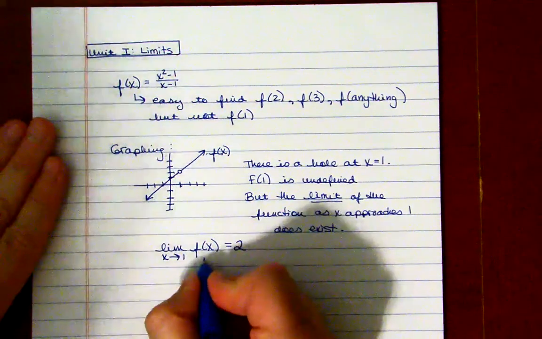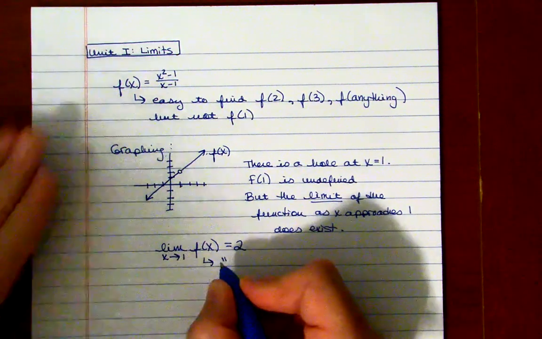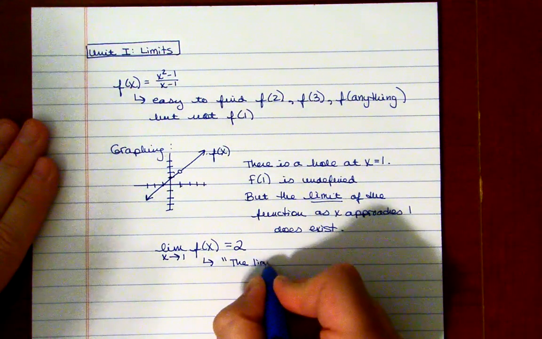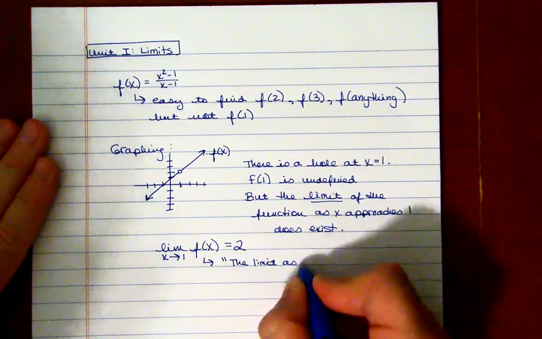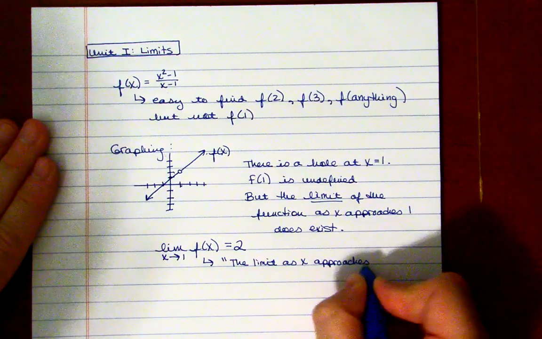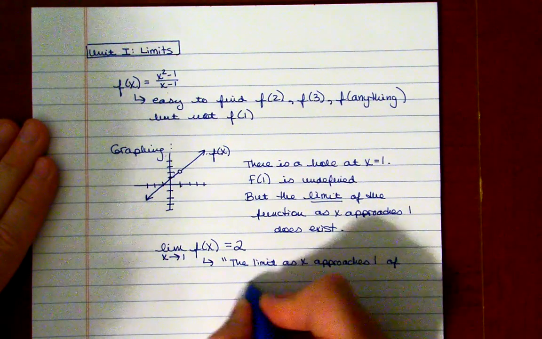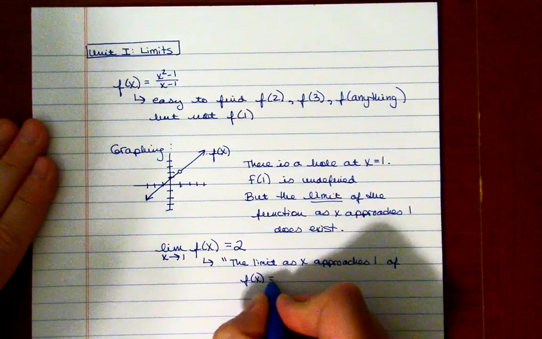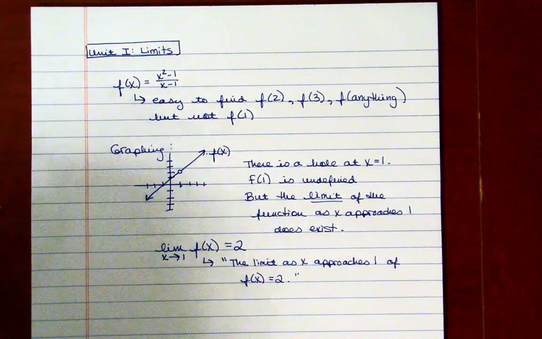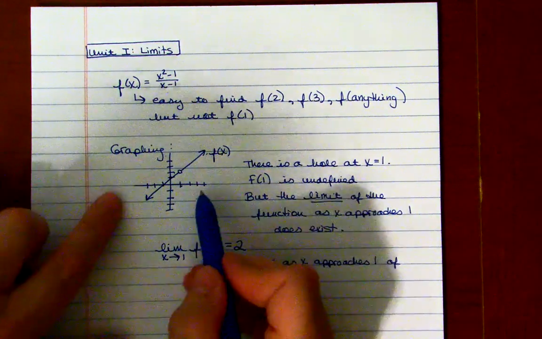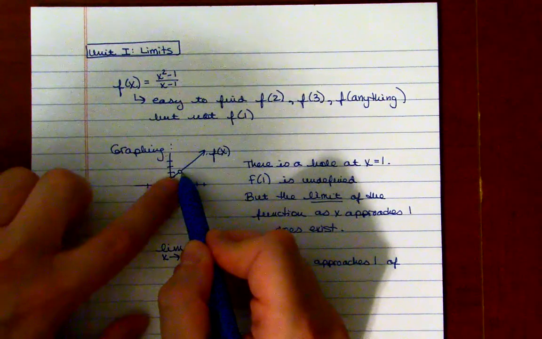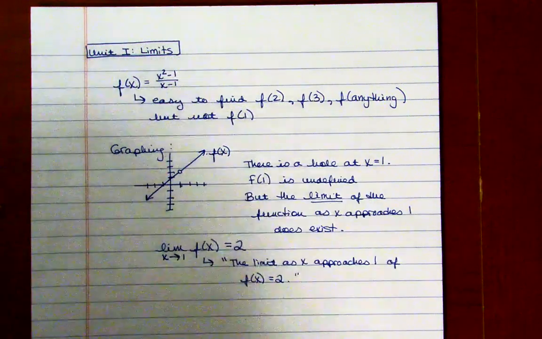And I think I actually want to write down that language so you guys can kind of see it and get used to how we say things like this. We're going to say that the limit as x approaches 1 of f of x equals 2, because, again, as my x values are getting really close to 1, those y values are never actually going to equal 2 because of the hole there, but they're going to get really close to a y value of 2.